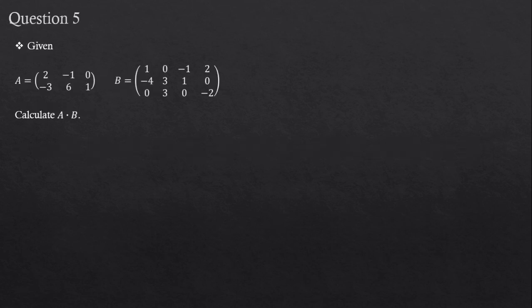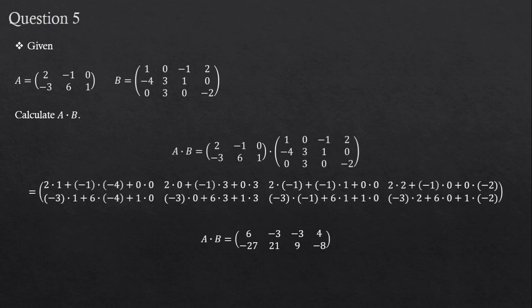Question 5. Given two matrices, both of which are not square matrices, observe that A is a 2 by 3 matrix, B is a 3 by 4 matrix. Calculate AB. First, A has 3 columns, B has 3 rows, so they are matching each other. So we can multiply the matrices, because if the columns of A don't match the rows of B, we cannot do the matrix multiplication. So that's the rule. Hence the product will be a 2 by 4 matrix.